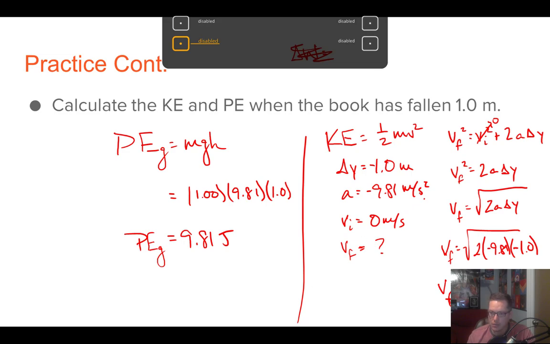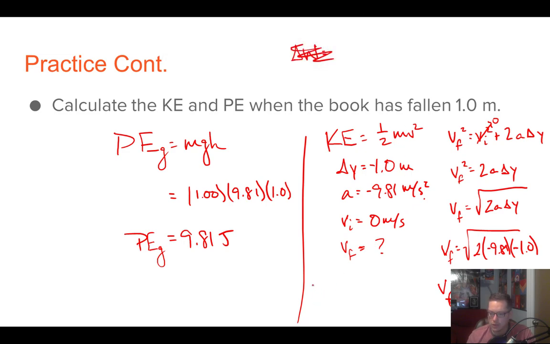Now we can plug that into the kinetic energy formula up here. So our kinetic energy is equal to 1/2 times the mass, which is 1.00, times the velocity we just found, 4.43 squared. I'll put a line there just so it's not confusing. We take that, square it, times 1 divided by 2, and get 9.81. So the kinetic energy when it's fallen for 1 meter is equal to 9.81 joules.